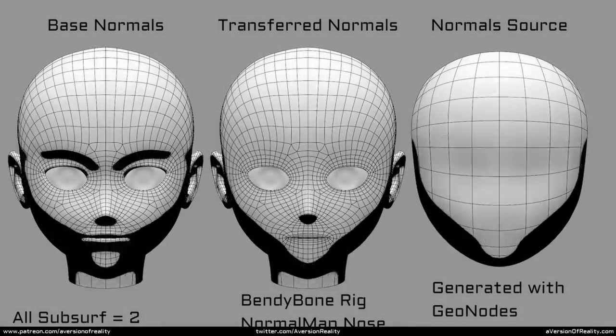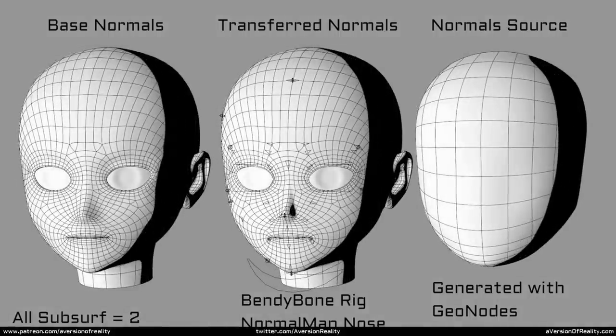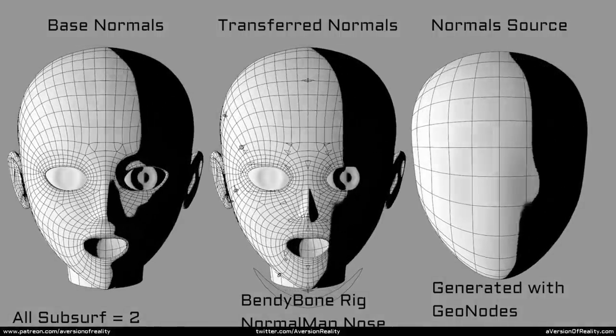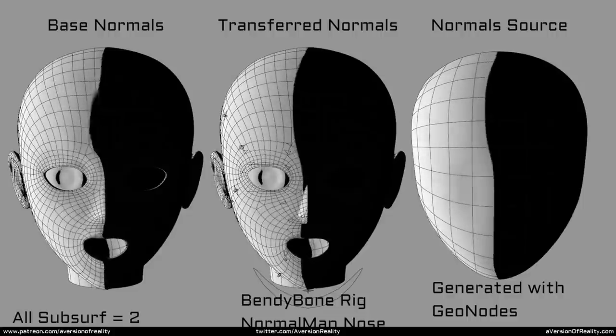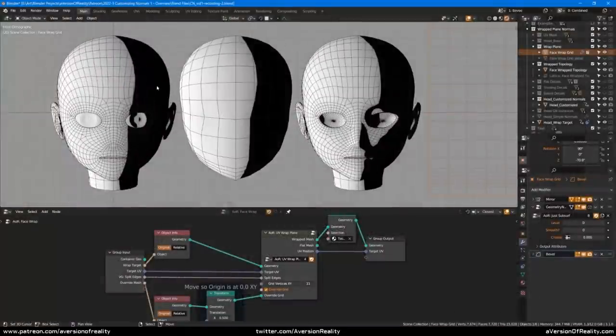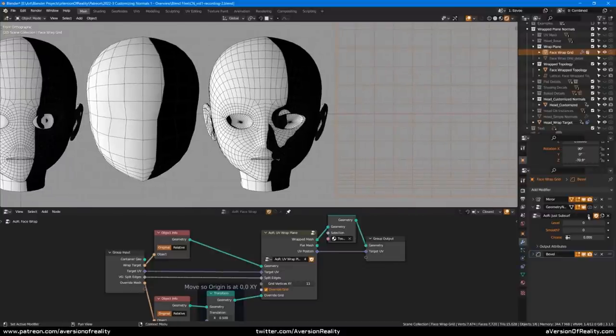Normal transfer and normal editing are technically the same. Normal transfer is changing normals from another mesh. Normal editing is manually moving the normals to each vertex. Those are custom vertex normals. The geometry node normal transfer setup: the plane, a transfer object, which is wrapped onto a face. The normals from the plane are transferred to the final head.